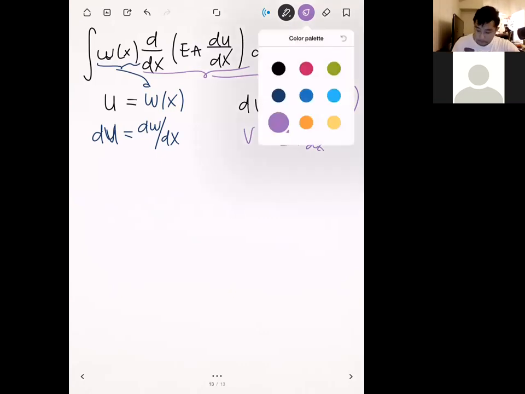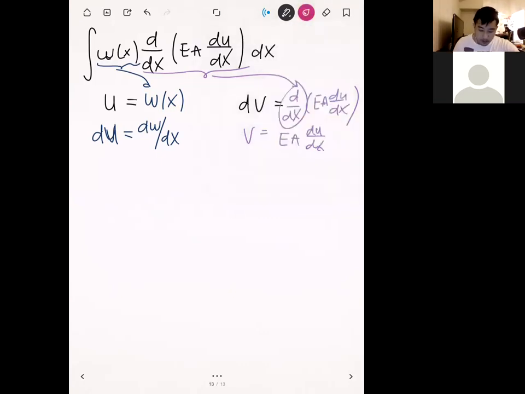Once we've formed these expressions, we're going to go diagonally down this way and take the product of u times v, and then we're going to subtract the integral of v du.